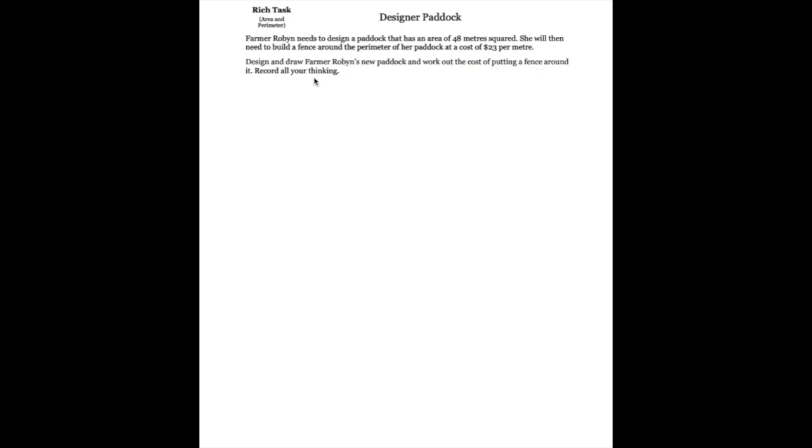Record all your thinking. Now, I might have to read that a couple times, and there's one word in here that might be a little confusing. That's paddock. Another word for paddock might be corral or a pen, and you might be able to pick that up when you're talking about building a fence around it. So you know it's sort of an area that is used for these animals. And then, of course, there's a picture of a horse there, so that might also give you an idea that the farmer is building a fence around some space for an animal.